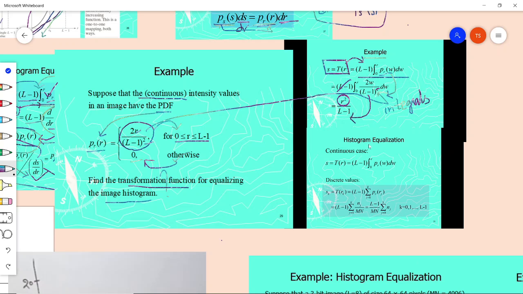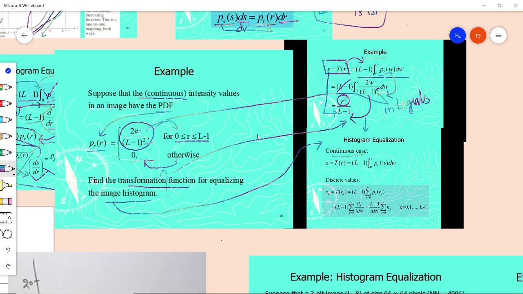Integrals. So we got this as the transformation function. Now this is completed. Now, the equalizing of the image histogram we are seeing here is for this example. Next step.